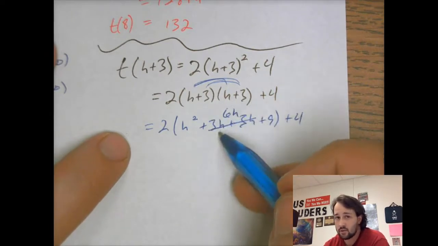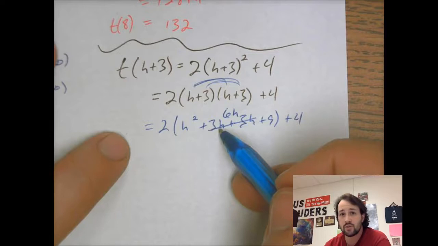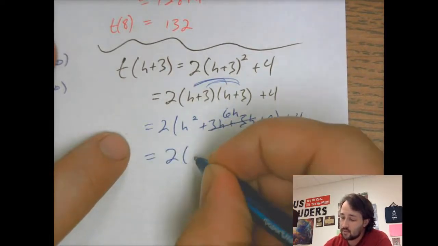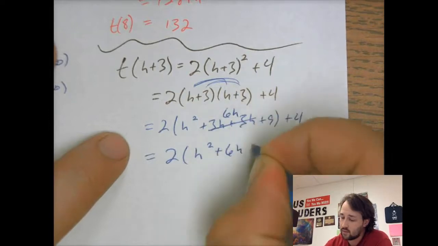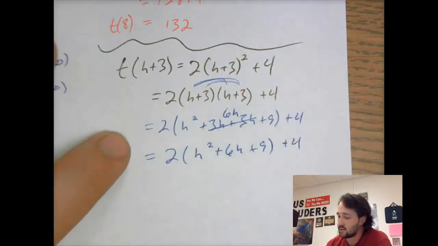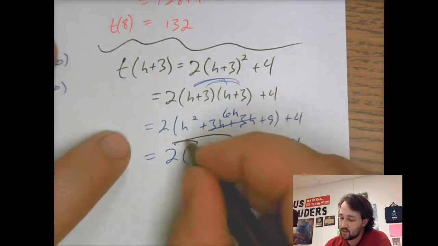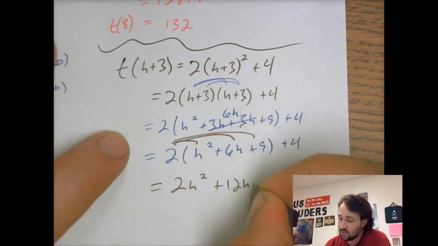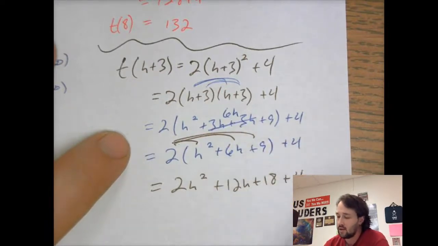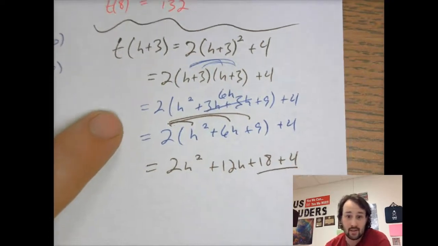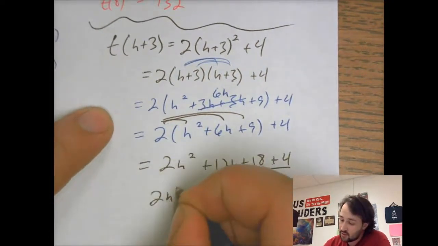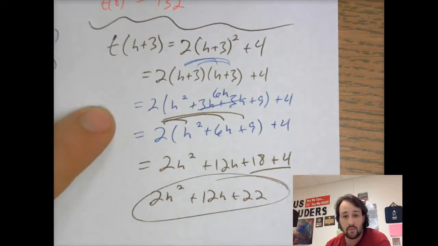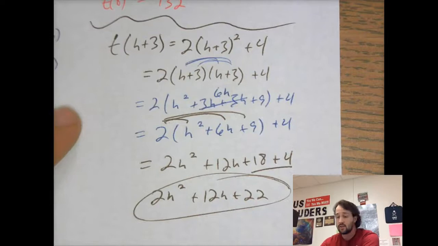I don't want you guys to get these wrong trying to rush. Take your time. There's no rush. Make sure you guys are getting good answers out of this stuff. But this would be 2 times h squared plus 6h plus 9. That plus 4 is still on the outside. So now I distribute that 2 to all of my terms. So this becomes 2h squared plus 12h plus 18 plus 4. Now I can combine those two terms. And this is the last step. We're almost there. So 2h squared plus 12h plus 22. Beautiful. All right, that's going to be super handy going into pre-calc.